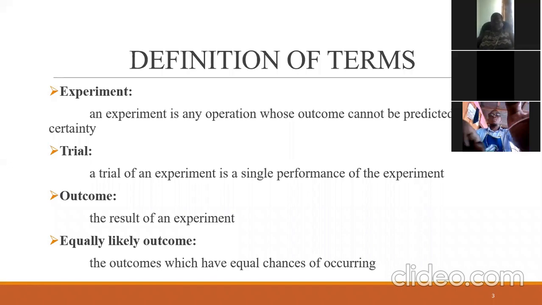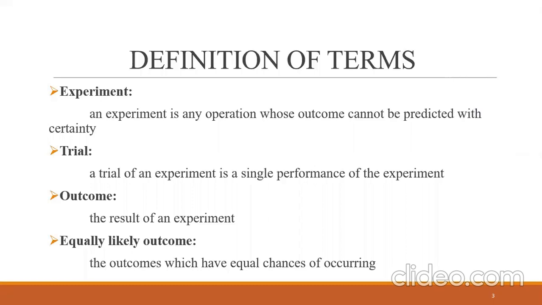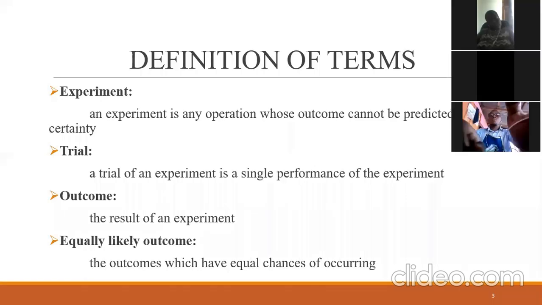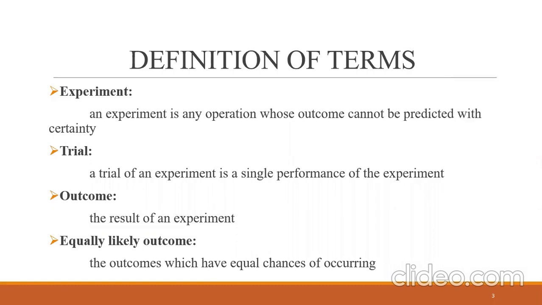Now, these are outcomes that have equal chances of occurring. They have equal chances of occurring. So if you have a coin and you toss that coin, it can either produce a head or a tail. So the chance of a head appearing is equal to the chance of a tail appearing. I'm not restricting it to only a two-sided coin, but we can take a die. Playing Ludo, when you roll that die, the chance of 1, the chance of 2, the chance of 3, the chance of 4, the chance of 5, and the chance of 6 appearing when that die stops rolling are equal.